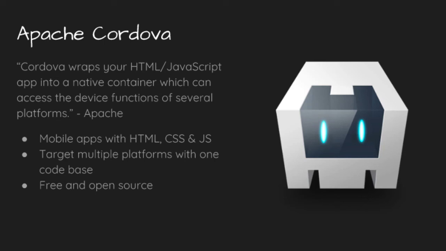You can use Bootstrap 4 in there. You can use whatever you want. And you publish as an application that you can put on iOS, Android, and there's actually a bunch of others too. Cordova supports probably 6 to 8 different platforms. And it's free and open source, so you can just use it.